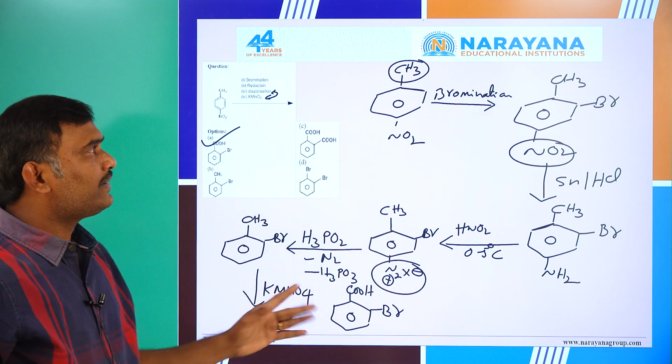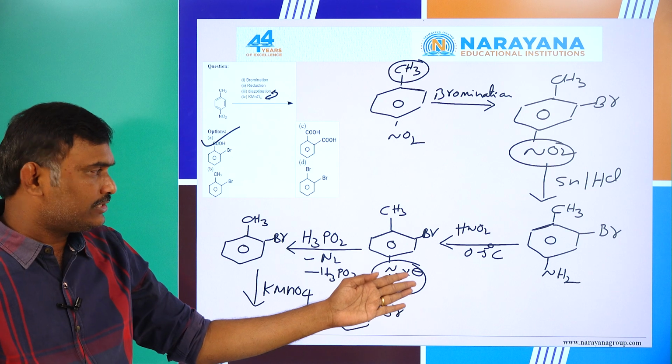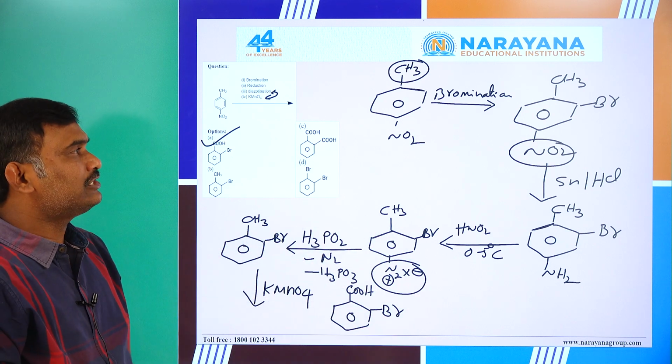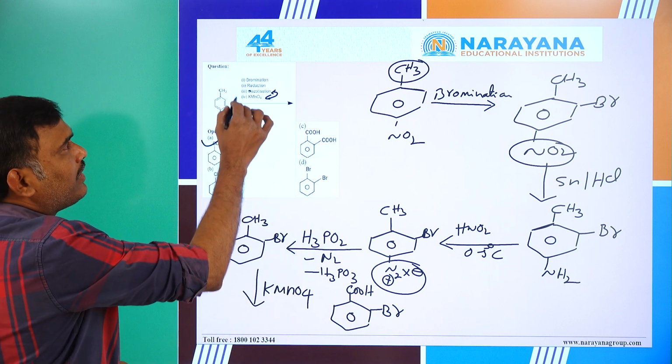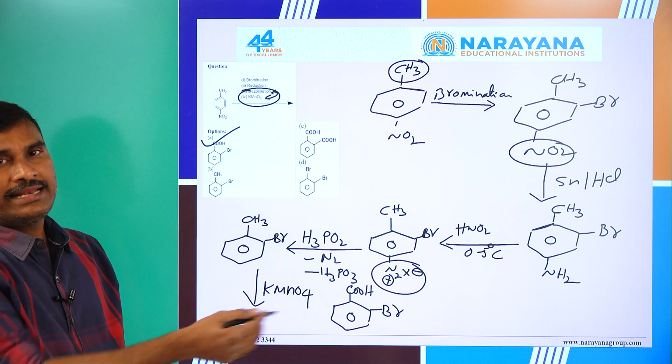See friends, one by one: bromination first, later reduction, later diazotization, followed by reduction, followed by a strong oxidizing agent oxidation. This is the thing, but here a small thing was missed, that is the H3PO2 reduction. Now go for the next one, students.